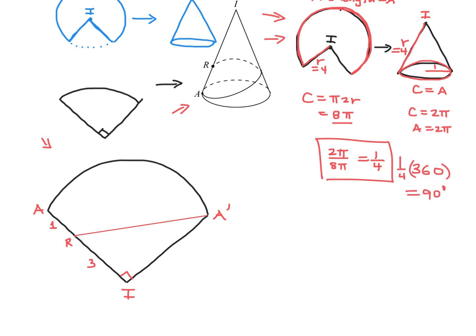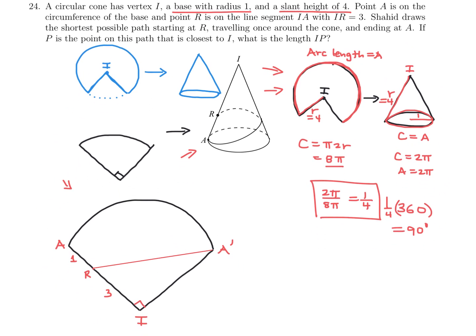And then the question is asking me, there's a point P on the path between R and A prime, and that's closest to I. Okay, so that basically means that P would be a point on that line that if I connected it to I, it would be 90 degrees. That's how you draw the closest point. So that's P right there. All right, and that's 4, and I think that will do it.